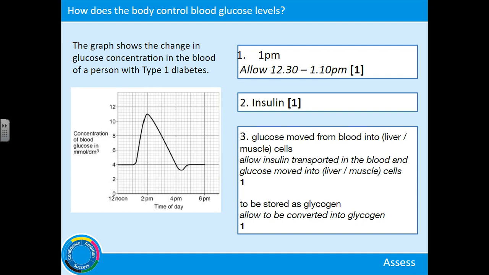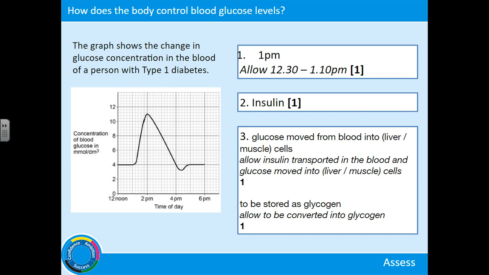The hormone that a person with diabetes would inject is called insulin. Diabetes is a condition where your pancreas stops producing insulin, or it doesn't produce enough. So people who have diabetes need to inject it themselves.